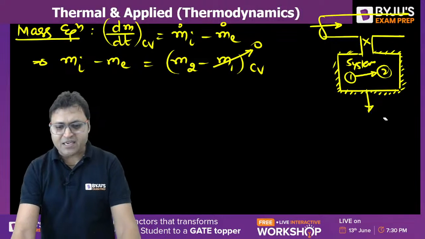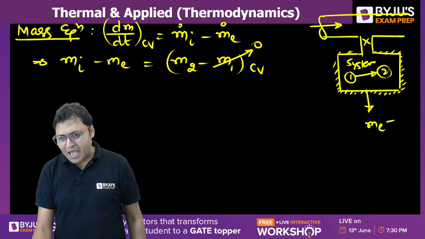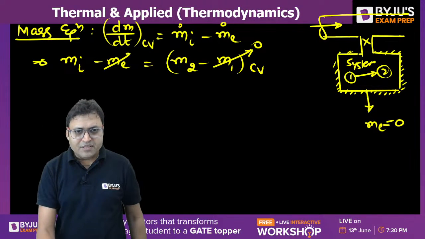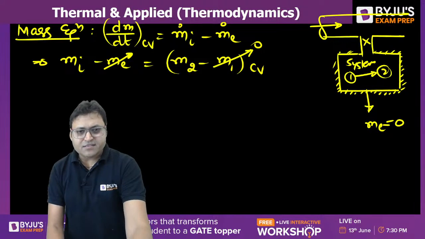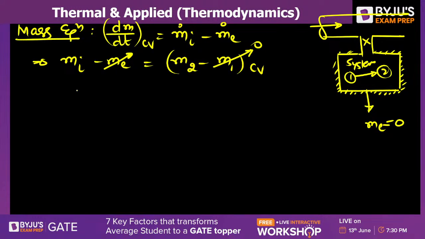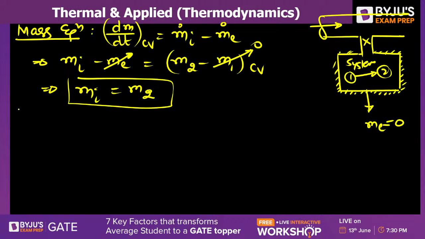There is no mass leaving from the system, so Me is equal to 0. What we are getting is Mi is equal to M2. That is one condition. Now if we apply the energy equation, mostly the questions will be asked from the mass conservation equation and energy conservation equation.